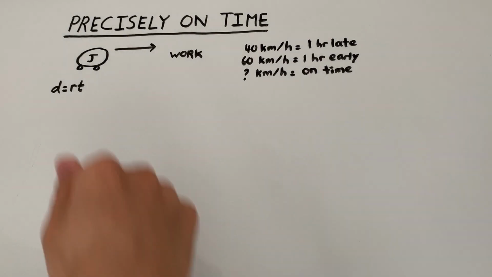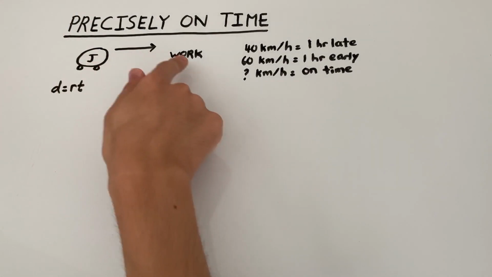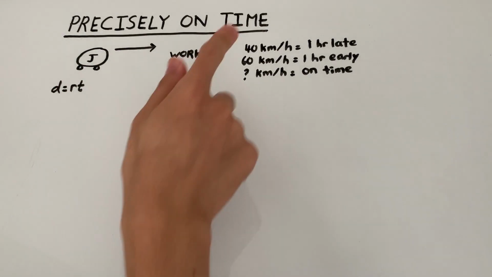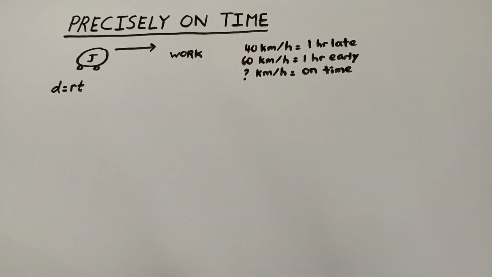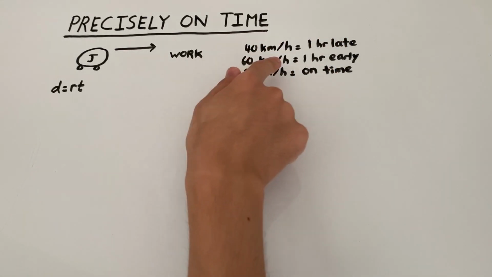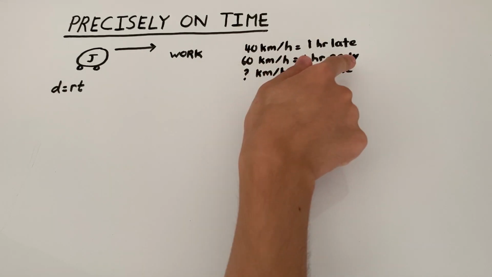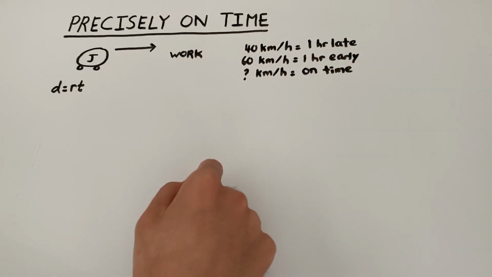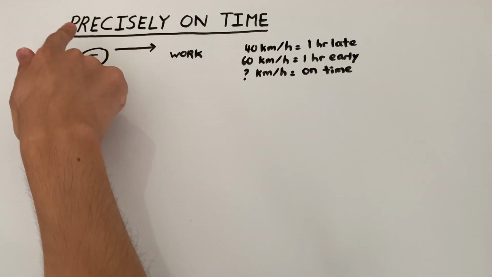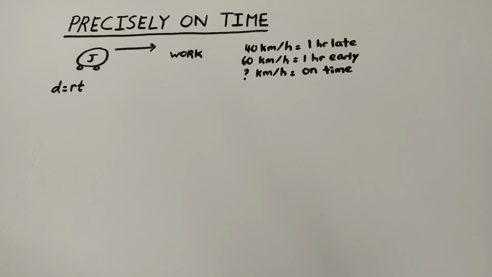Every day, Jack drives from home to work. Now when Jack goes at 40 kilometers per hour, he arrives 1 hour late. When Jack goes at 60 kilometers per hour, he arrives 1 hour early. And we want to find out at what speed Jack should be driving to arrive at work precisely on time. And no, the answer is not 50 kilometers per hour. So let's find out what it really is.